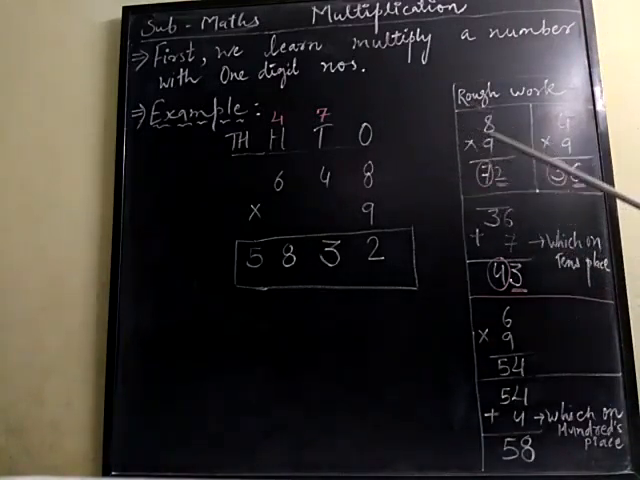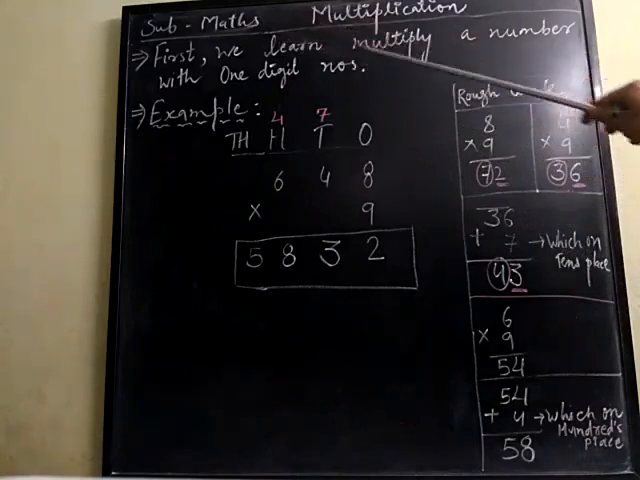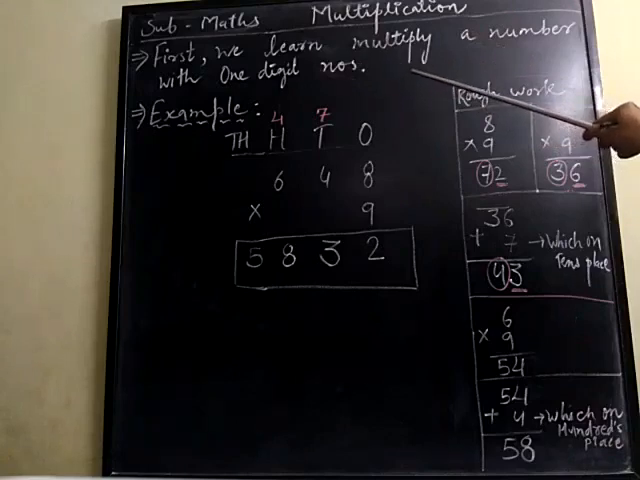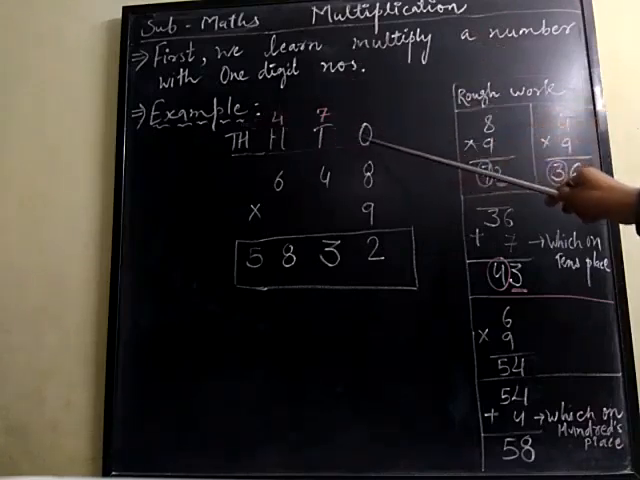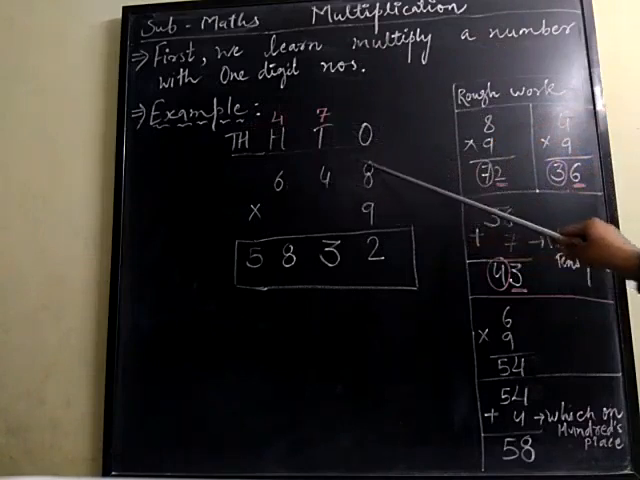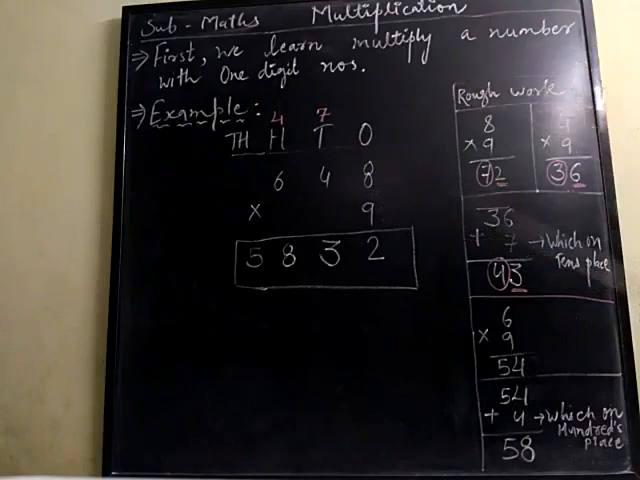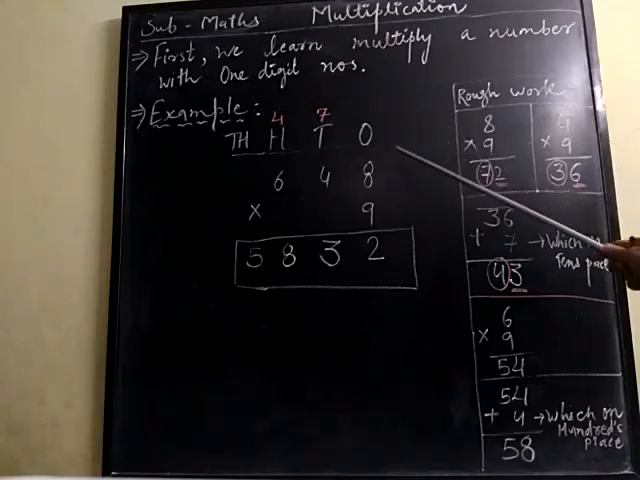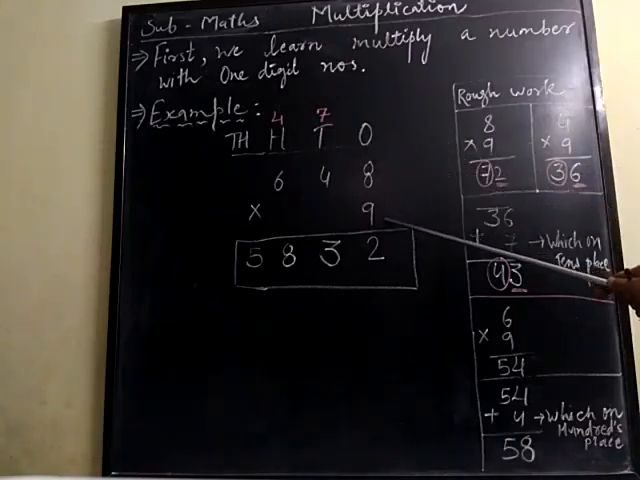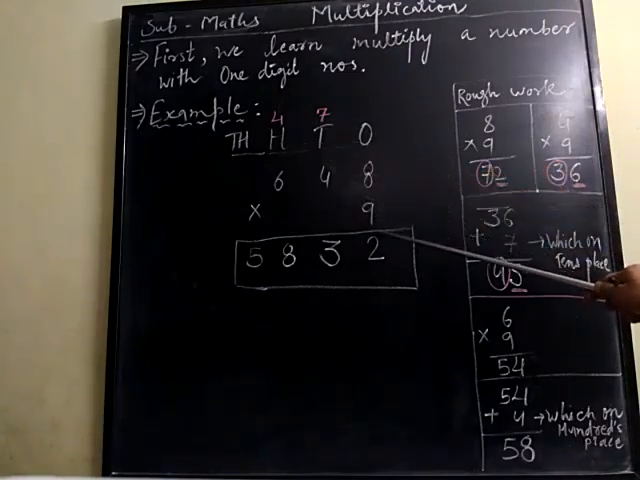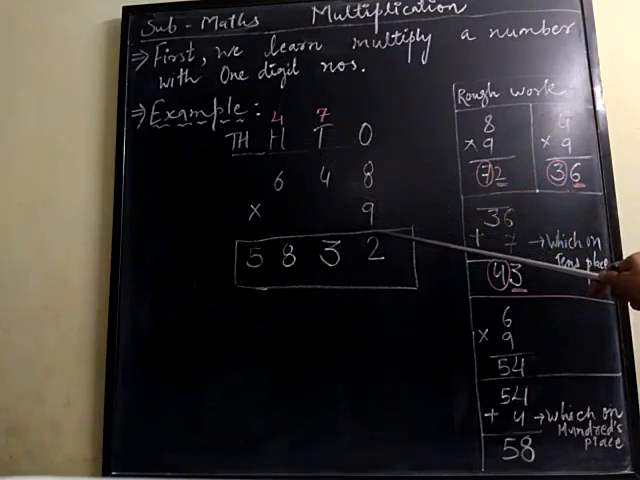I wrote one sum. See, first we learn multiplication of a number with a one digit number. Take one example. I wrote here one sum, 648 multiply 9. Here you can also see I have done some rough work. I will tell you step by step. First we multiply the ones place, after that the tens place and then the hundreds place. So we start our calculation.